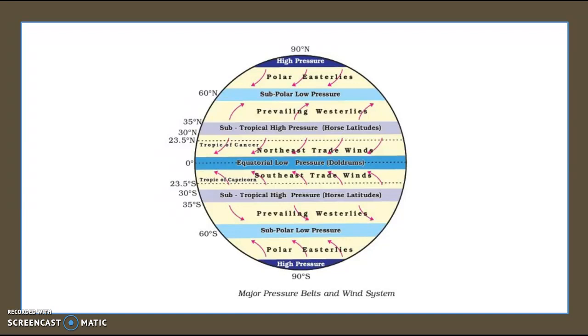Some air that sinks to the surface returns to the equator to complete the Hadley cells. This produces trade winds.